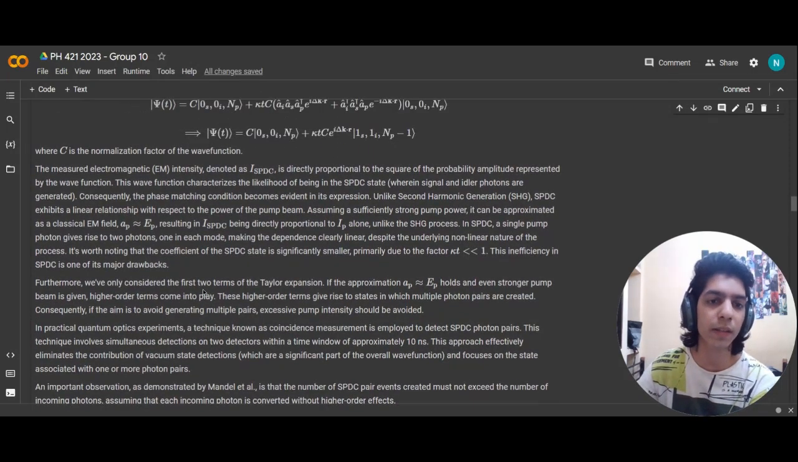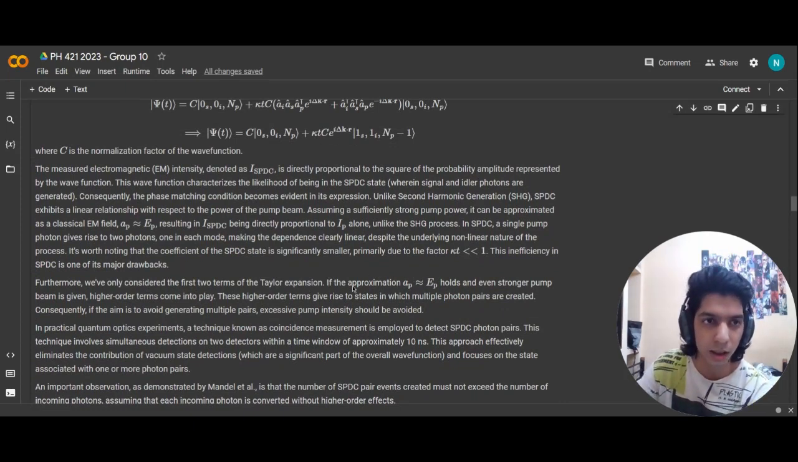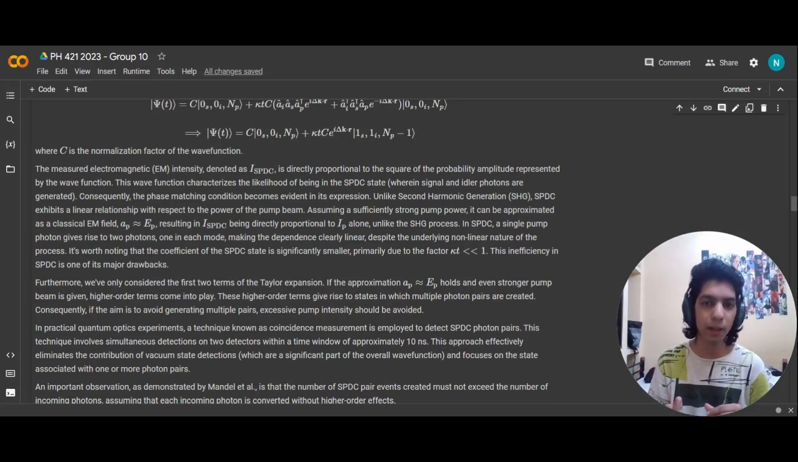Also, we have only considered two terms of its Taylor expansion. So if we have a very strong beam, an even stronger pump, then higher order terms will come into play, and these higher order terms will give rise to states in which there are multiple pairs of photons being created. Here only one pair is being created, but we can create a greater number of pairs of photons.